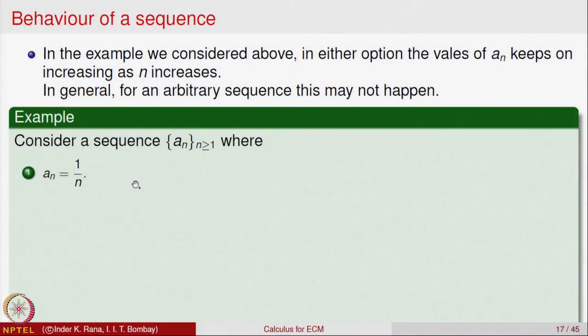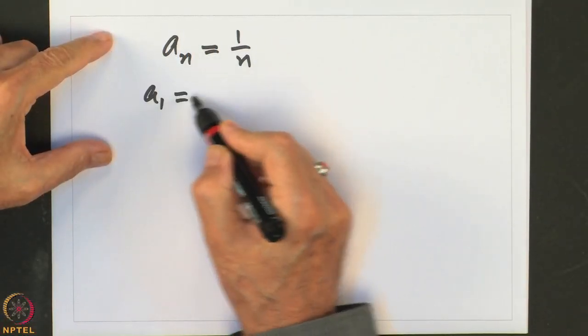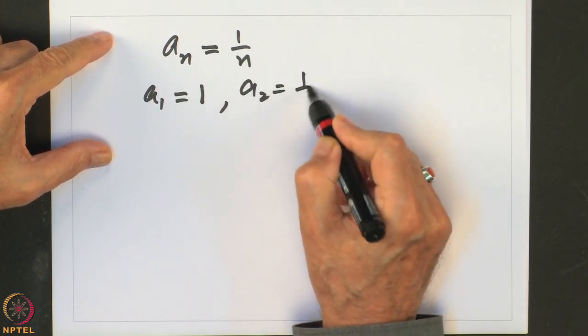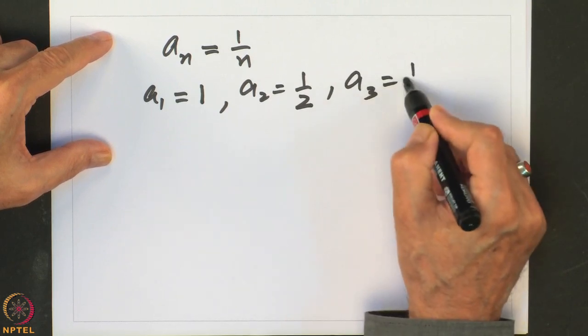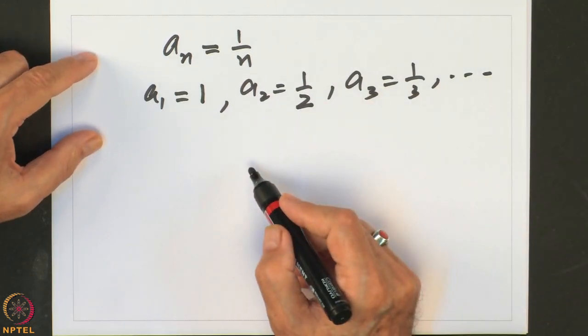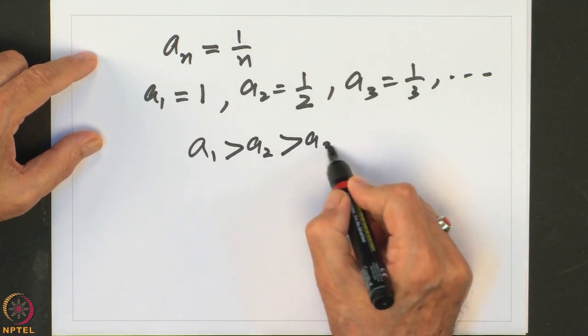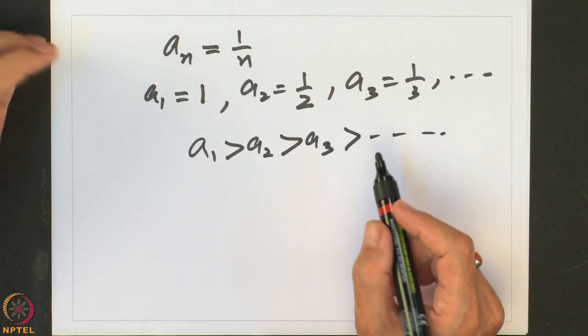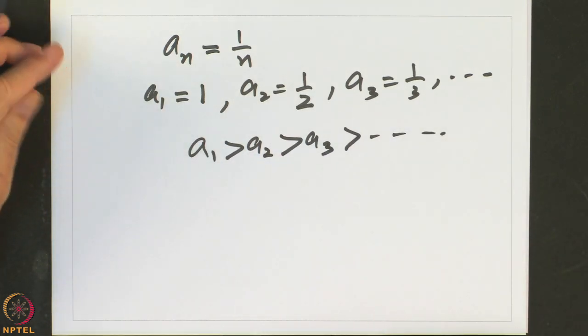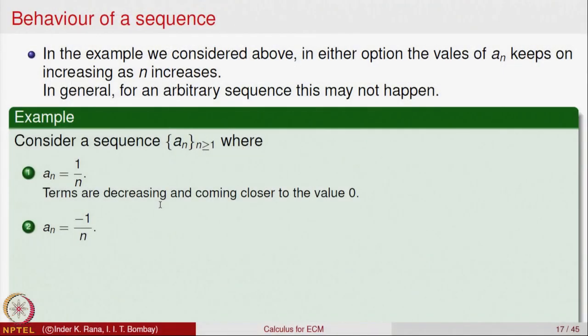For example, consider the sequence A n equal to 1 over n. So, what is A 1? That is equal to 1. What is A 2? That is 1 by 2. What is A 3? That is 1 by 3, and so on. It is quite clear that A 1 is bigger than A 2, A 2 is bigger than A 3, and so on. So, this sequence 1 over n is a decreasing sequence. The first value is 1, second is 1 by 2, third is 1 by 3. The values are decreasing and coming closer and closer to the value 0.